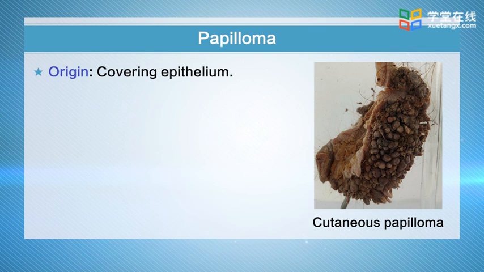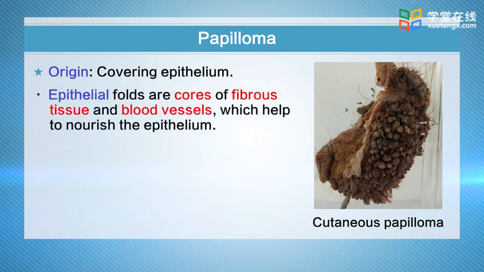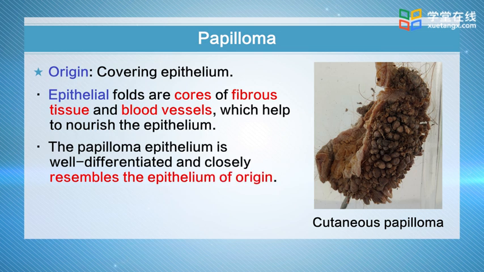Papillomas are benign warty growths in which the proliferating epithelium is flowed outwards into folds and does not invade the underlying connective tissue. Between these epithelial folds are cords of fibrous tissue and blood vessels, which help to nourish the epithelium. In general, the papilloma epithelium is well differentiated and closely resembles the epithelium of origin.